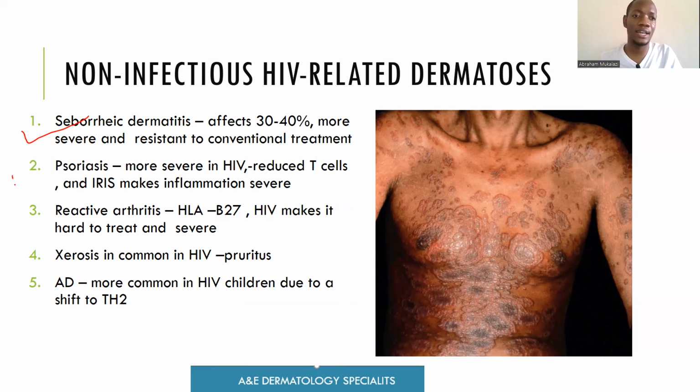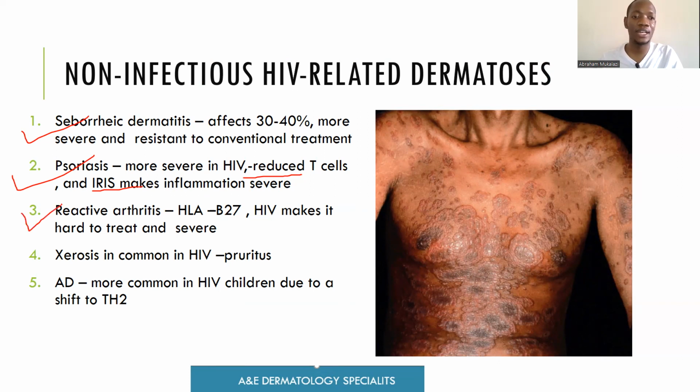The next one is psoriasis. Psoriasis is very severe in HIV. This has been postulated to be due to reduced CD4 cells in the body, and also postulated to be due to immune reconstitution that makes inflammation severe. When you have HIV and then start medicine, you have that immune reconstitution syndrome that makes any inflammatory process severe. That's why psoriasis becomes severe in HIV.